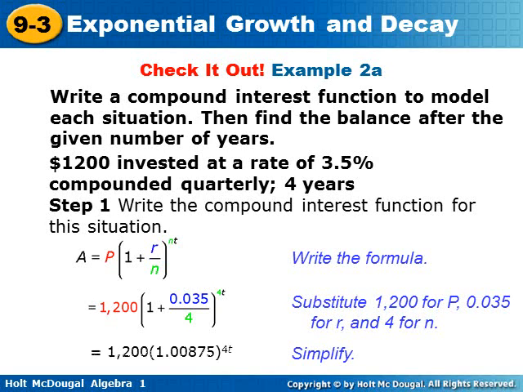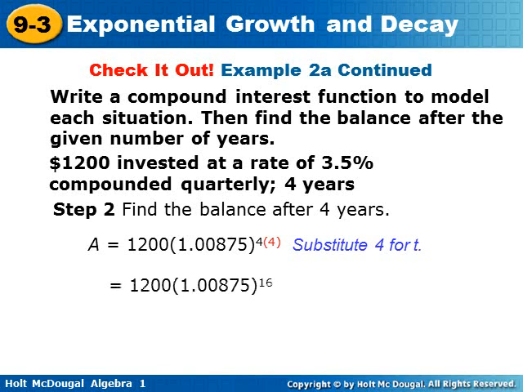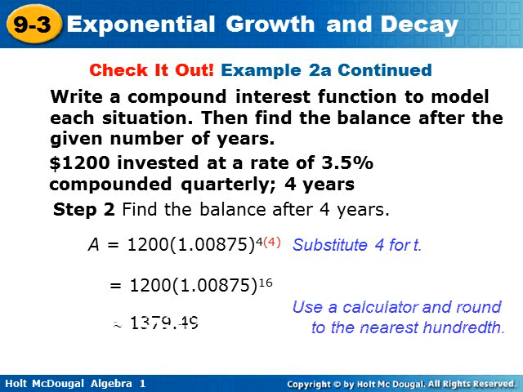Simplify what's inside the parentheses, and we get 1.00875. So our equation now is 1,200 times (1.00875) raised to the power of 4 times t. We're finding the balance after 4 years, so we're going to plug in 4 for t, and then multiply together. 4 times 4 is 16. So we have 1,200 times 1.00875 raised to the power of 16, and then we multiply that by 1,200, and we get 1,379.49.